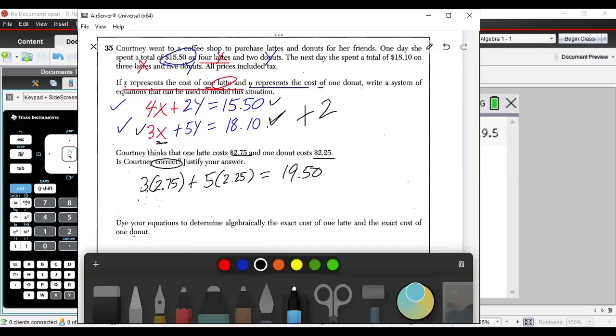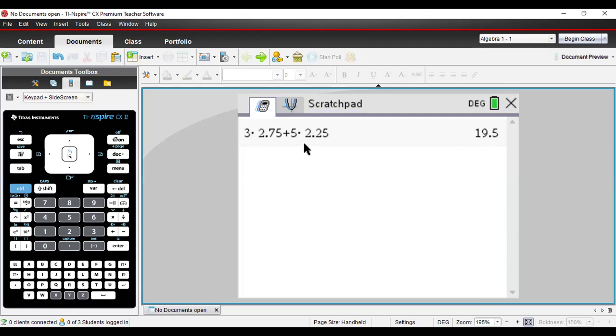Now, if I go back, I can answer the question. That is not equal to 18.10, so Courtney is not correct. Those prices don't work. It's 19.50, not 18.10, so those prices don't work. So we can say Courtney is not correct. And the work that we did is showing that.